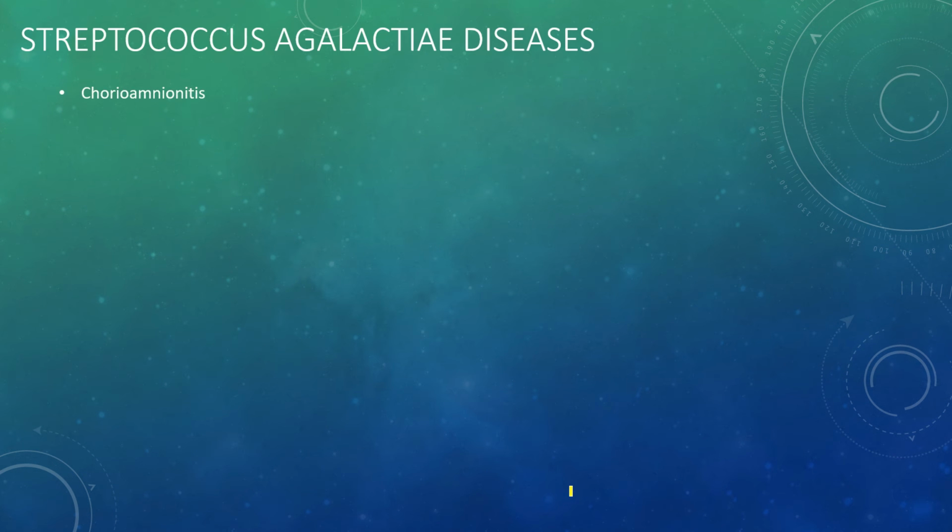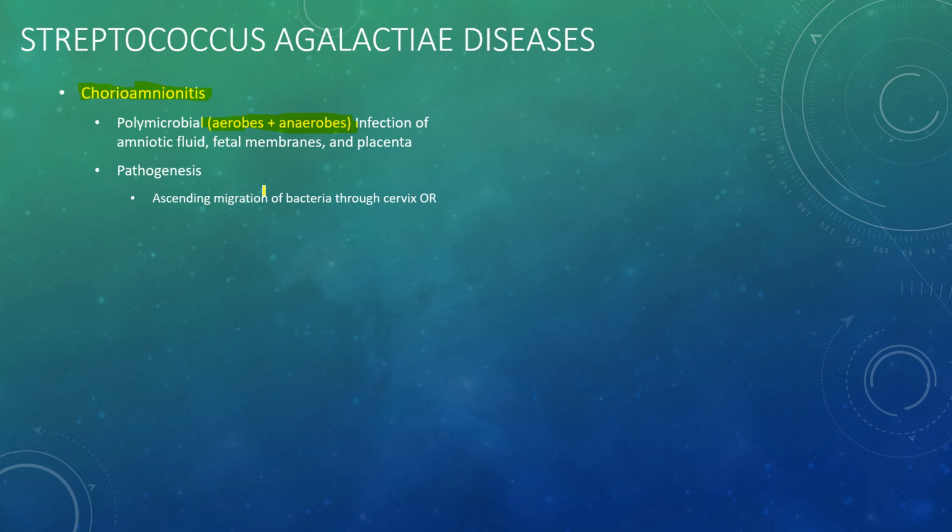So another disease that's associated with Streptococcus agalactiae is called chorioamnionitis. Remember, chorio stands for the placenta membrane, and amnio stands for the amniotic membrane that surrounds the fetus and the baby. So this is a polymicrobial infection with anaerobes and aerobes, just like we talked about with endometritis. So it's an infection of the amniotic fluid, fetal membranes, and the placenta.